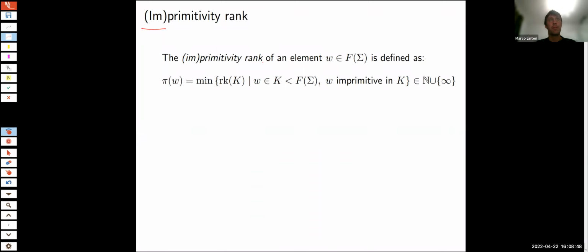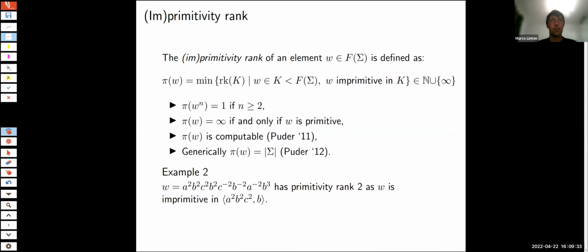So what is it? The imprimitivity rank of an element W in a free group is essentially the smallest rank of a subgroup K containing your word W as an imprimitive element in K. Imprimitive meaning just that it's not a member of a free basis of your free group. And this can take values from 0 up to infinity. But it'll be bounded above by the size of the generating set unless your word is primitive, in which case it'll be infinite.